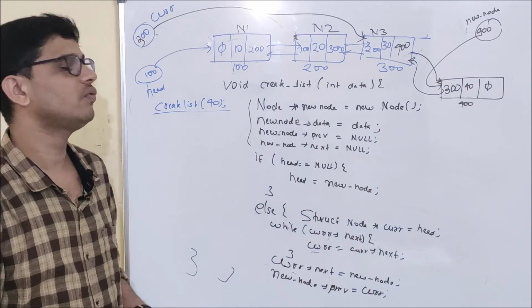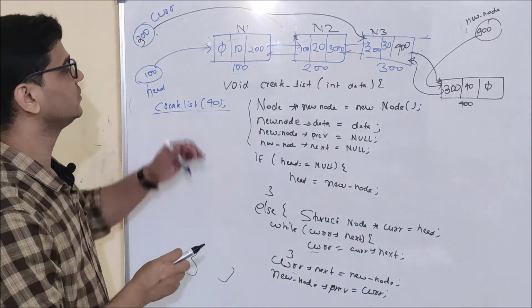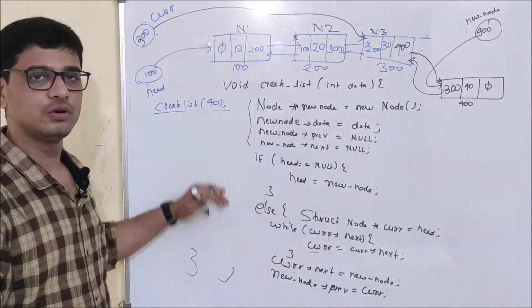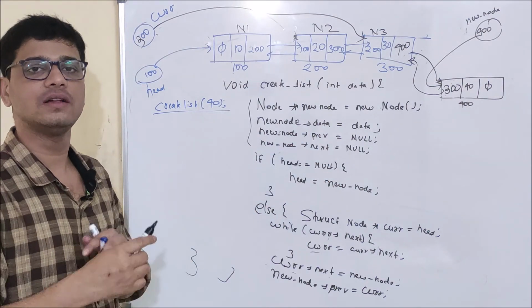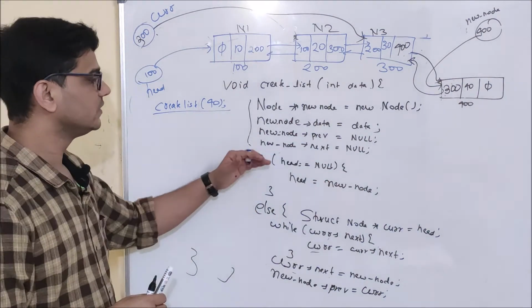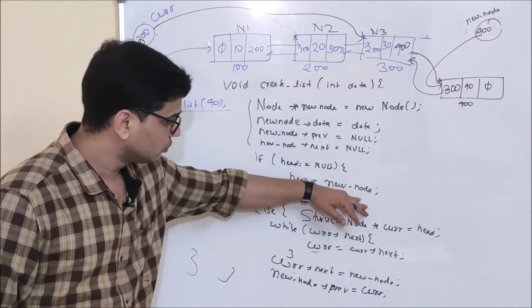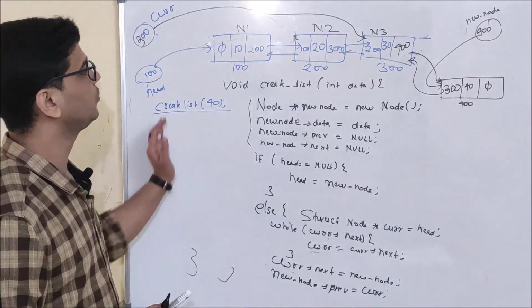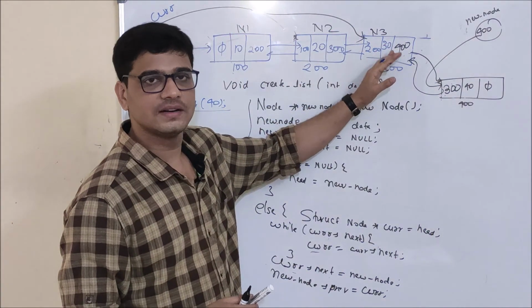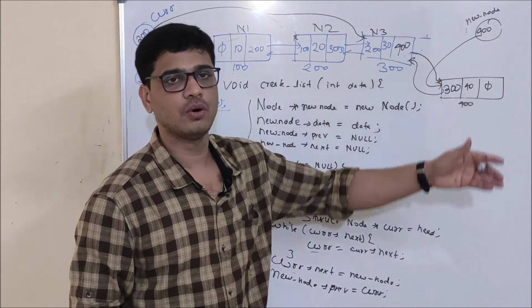So this is how, friends, our create list function is going to work. It will have two conditions, that is, either head is null or we have some elements in our doubly linked list. If head is null, we will have to execute only this line, and if head is not null, then first of all we will have to traverse and reach the last node and then update the pointers accordingly.